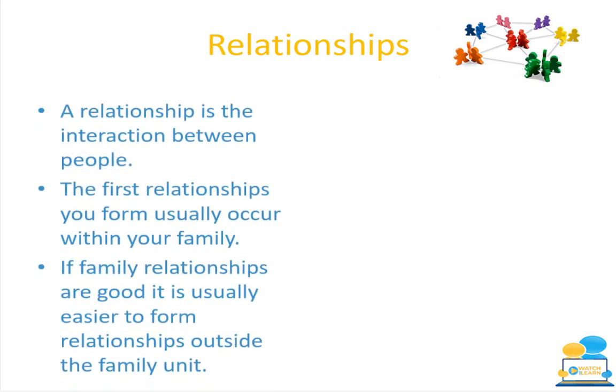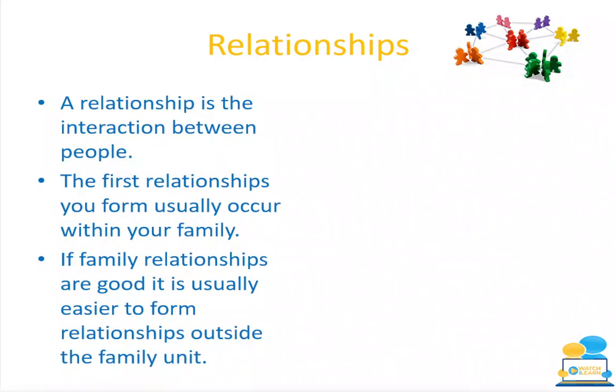We're now going to look at relationships, okay? So this is how people interact. Your first relationships will occur at home. The first people you will meet will be your parents. And then you will meet maybe siblings, aunts and uncles and their friends and grandparents. Based on their relationships, you will then learn from them. If a family relationship is good, it's usually easier for you to form relationships outside of the family. Now, this isn't set in stone.